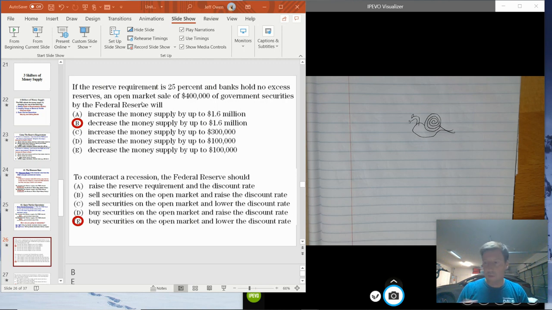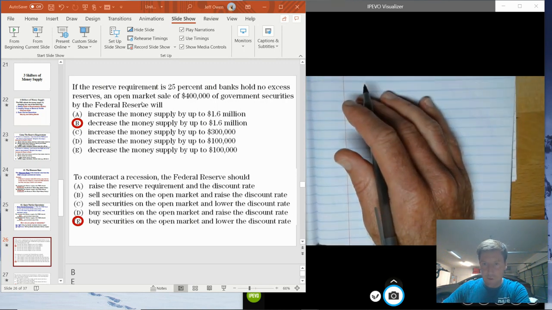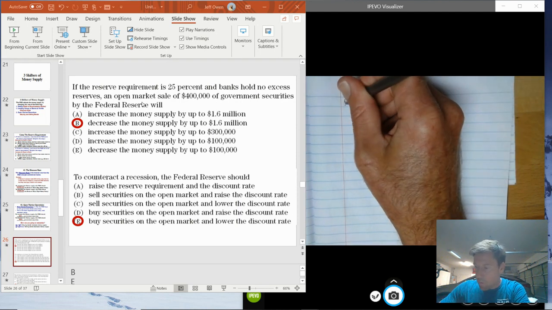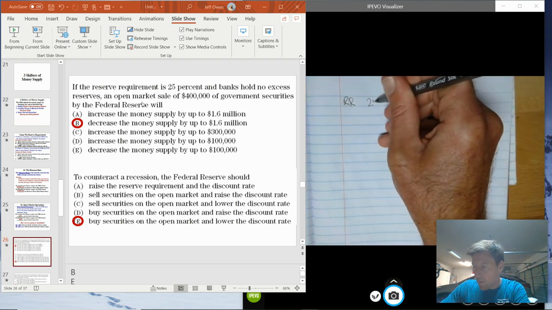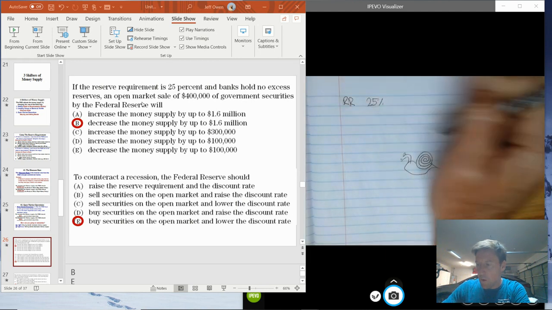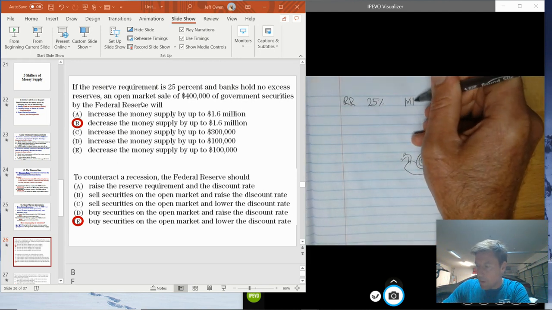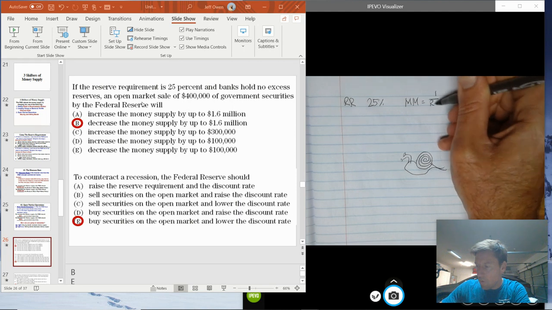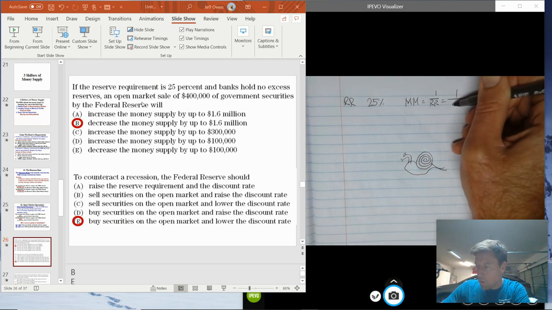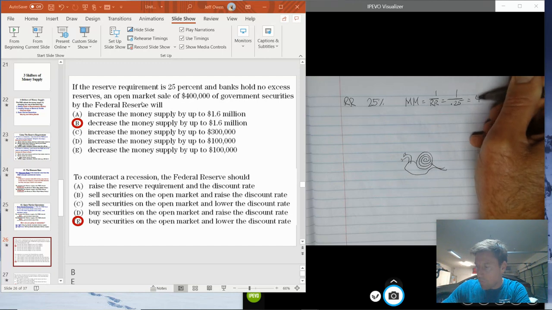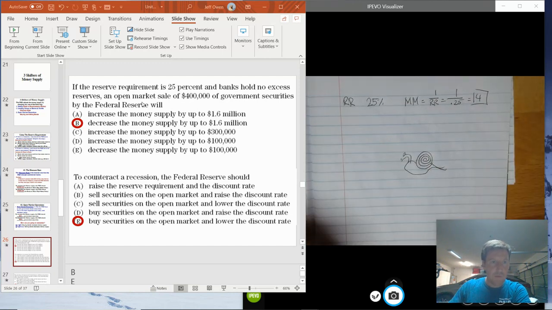All right. So what we know is that our required reserve is 25%. So if our required reserve is 25%, my money multiplier is 1 over my required reserve, 1 over 0.25. My money multiplier is 4. So they're saying that the Fed is going to make an open market sale, so sell small. So this is going to be a decrease in the money supply. So we already know it's going to be this one or this one.